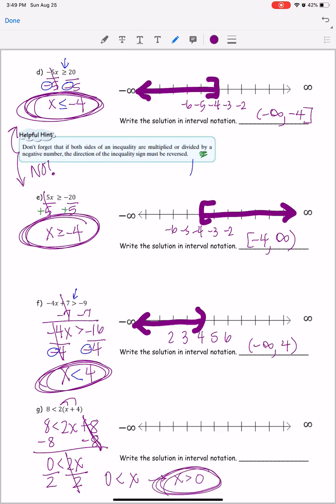And why that matters is you want to make sure you shade the right way, right? So we've got 0, 1, 2, -1, -2. If you keep it this way here, it shows I am shading the negative side, but I'm not shading the negative side.